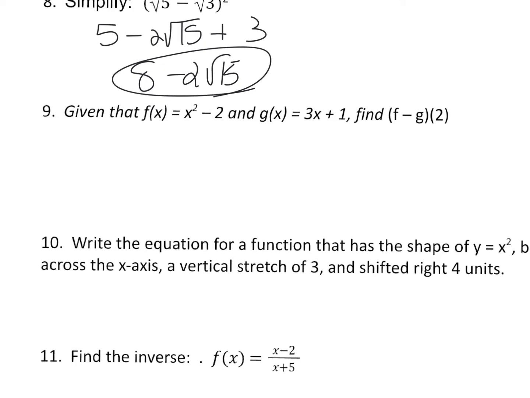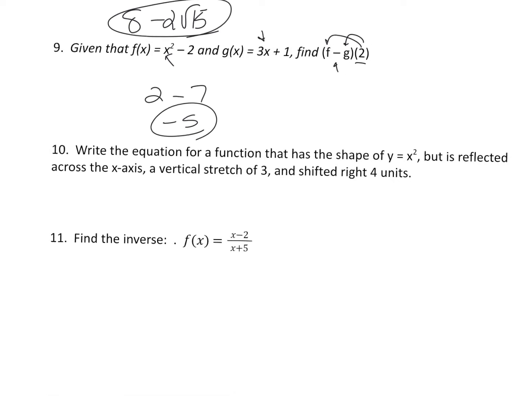Number 9, f minus g of 2. Quickest way to do that is plug 2 into f and 2 into g. If I plug 2 into f right there, I get 2 squared, which is 4 minus 2, which is 2. If I plug 2 into g right here, 3 times 2 is 6 plus 7. And since it says f minus g, I'm going to subtract those. Now we get negative 5.